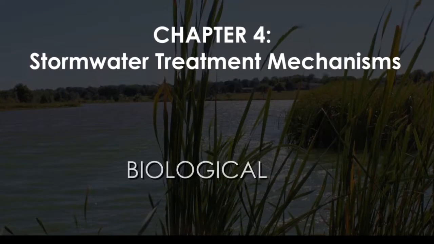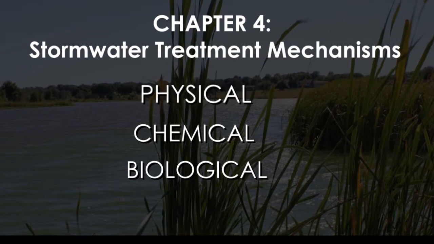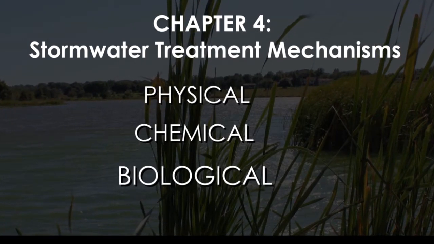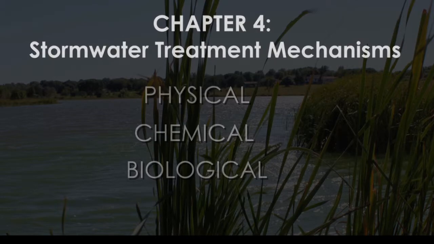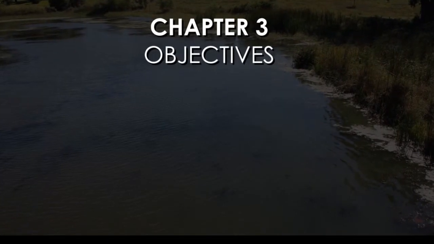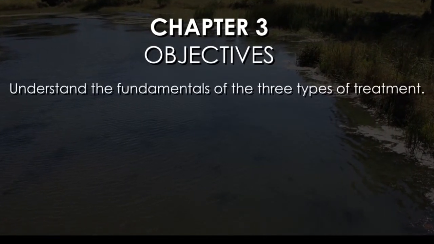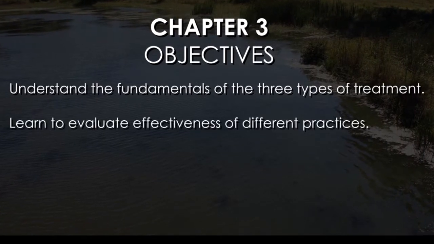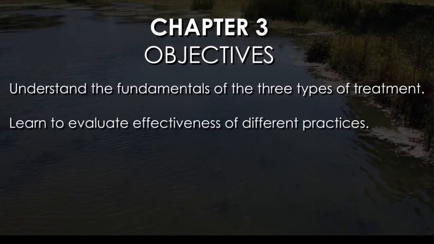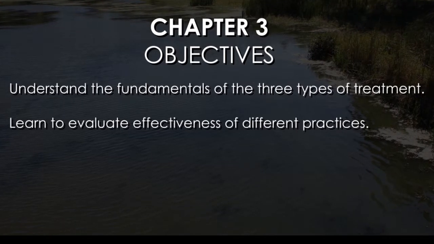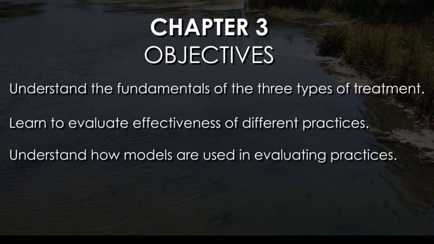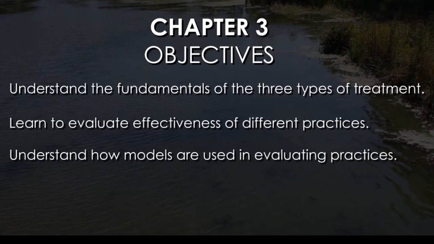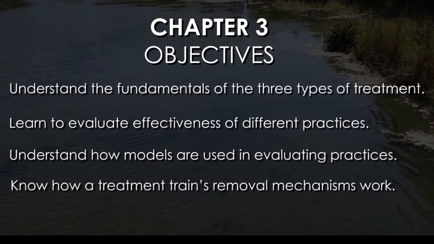Back to Module 2, Stormwater Treatment Concepts, Chapter 4, Stormwater Treatment Mechanisms of Physical, Chemical, and Biological Processes. Our learning objectives for this chapter are to learn the fundamentals of the three types of treatment processes, the physical, chemical, and biological processes, learn how to evaluate the effectiveness of different practices, understand how models are used in evaluating stormwater practices, and know how treatment train removal mechanisms work.